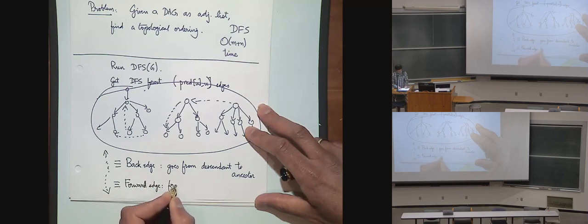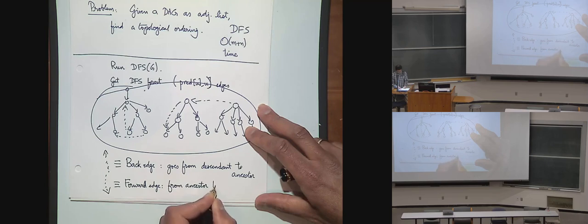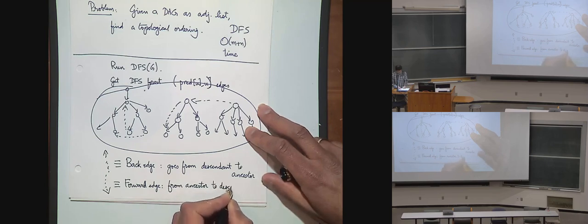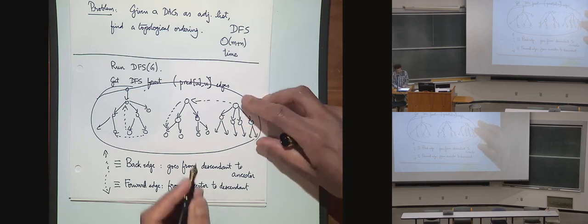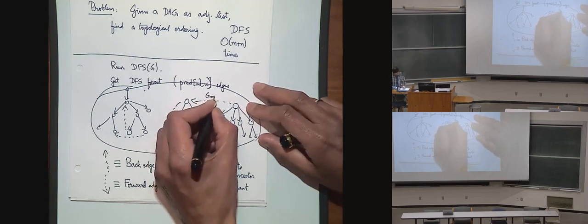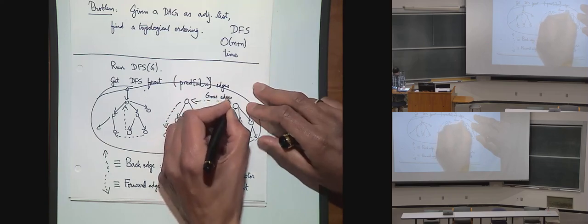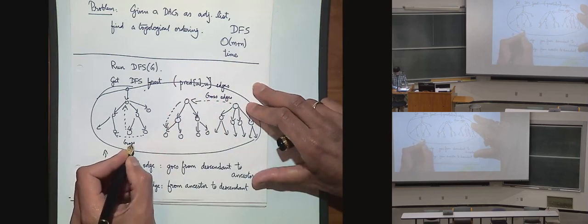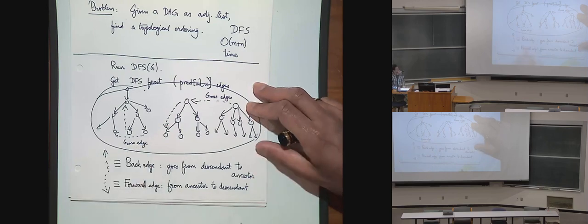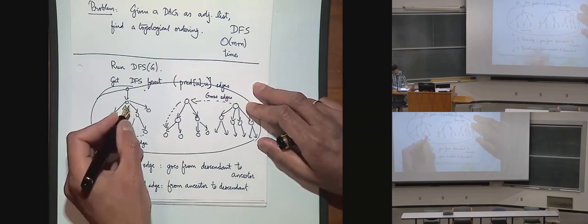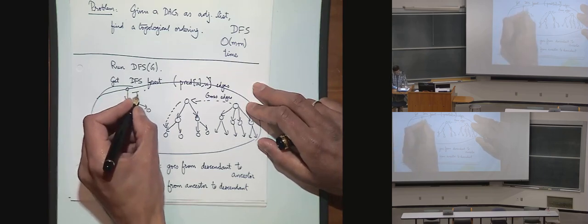It's from ancestor to descendant. And these are actually called cross edges. That's a cross edge. Cross edge. And these are called tree edges.